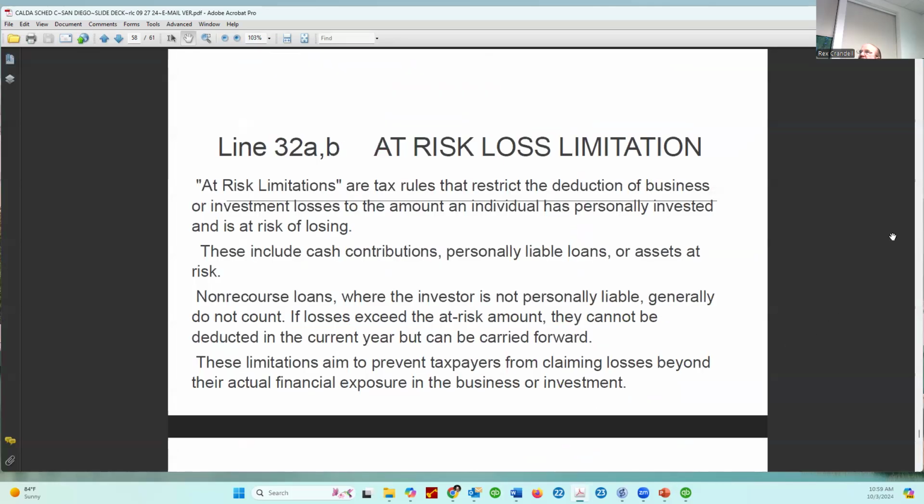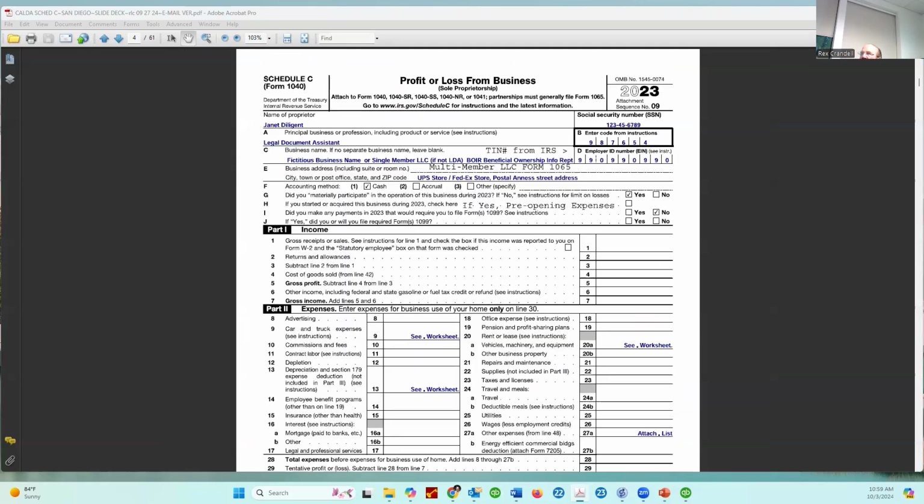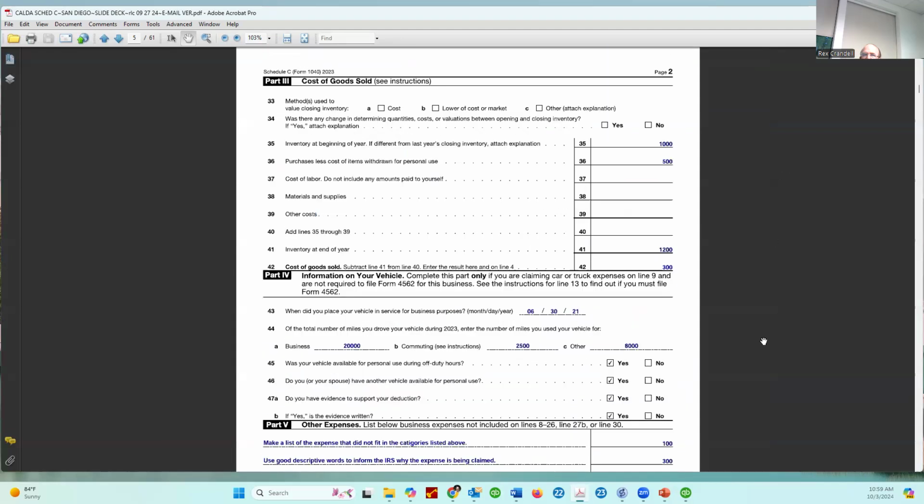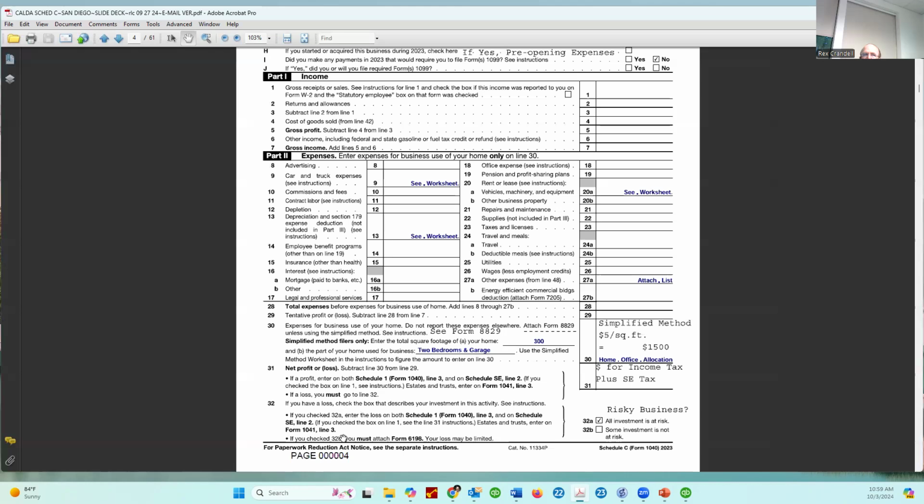At-risk limitation. Well, this little puppy is a question on the bottom of the 1040. It's primarily designed for rich people who just put money in a business and don't do anything. So you can see here, if you have a loss, then you want to know if you have an amount at risk, your own money or skin in the game, or none of the money, and then they're going to limit your losses.